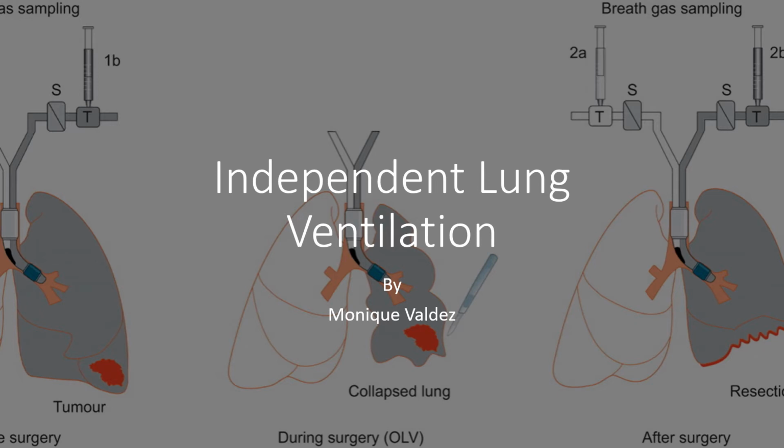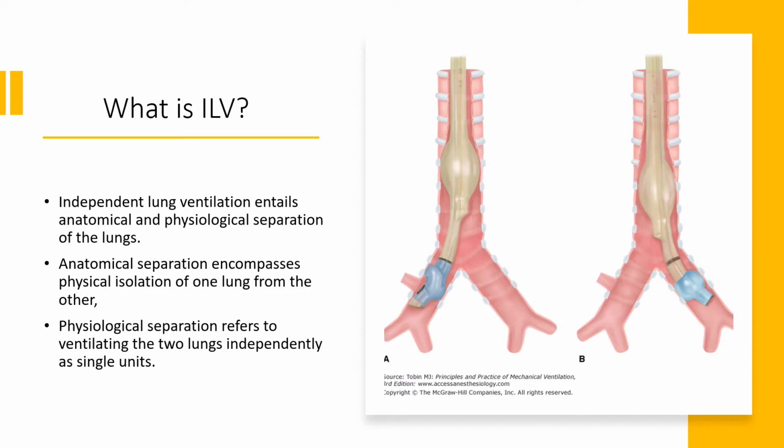Did independent lung ventilation. So what is independent lung ventilation? Independent lung ventilation entails anatomical and physiological separation of the lungs. Anatomical separation encompasses physical isolation of one lung from the other. Physiological separation refers to ventilating the two lungs independently as single units.